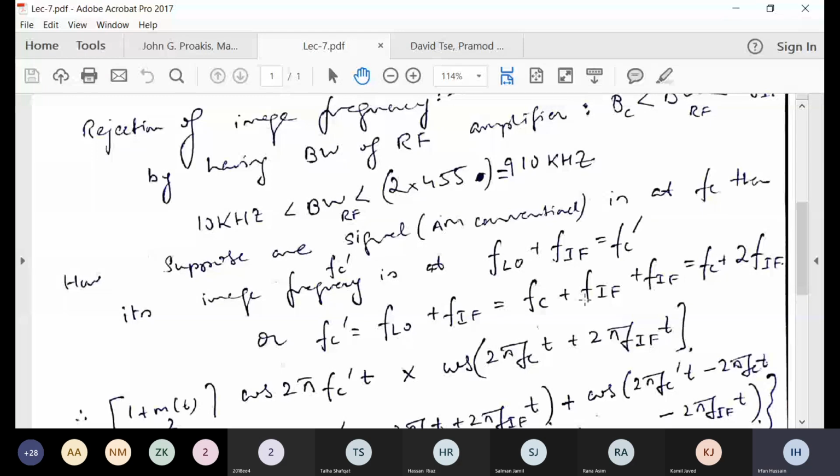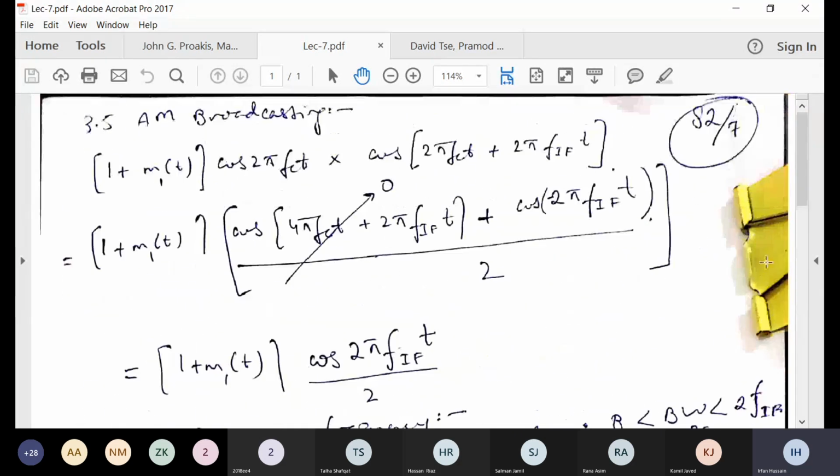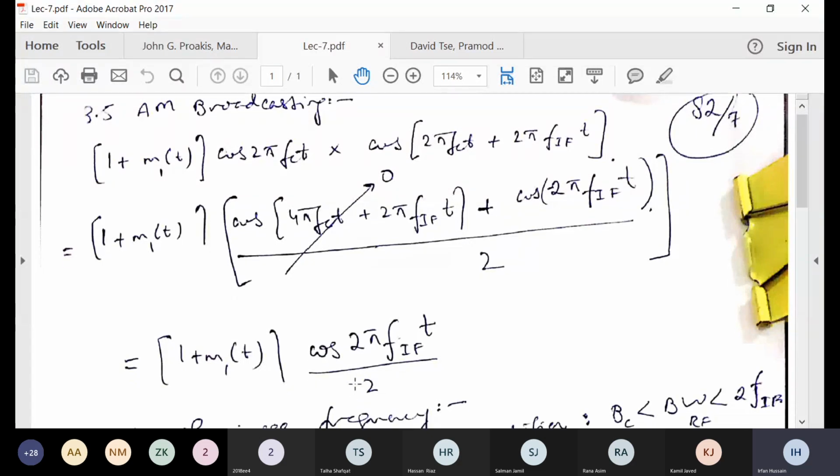Now the question is, why do we call this the image frequency? We call this image frequency because it looks as if it is an image of FC, and it is also passed by the IF amplifier. Here you have seen that if the frequency is at FC, it is passed by the IF amplifier. Now you will see that even if the frequency is FC plus 2IF, it will also be passed by the IF amplifier.